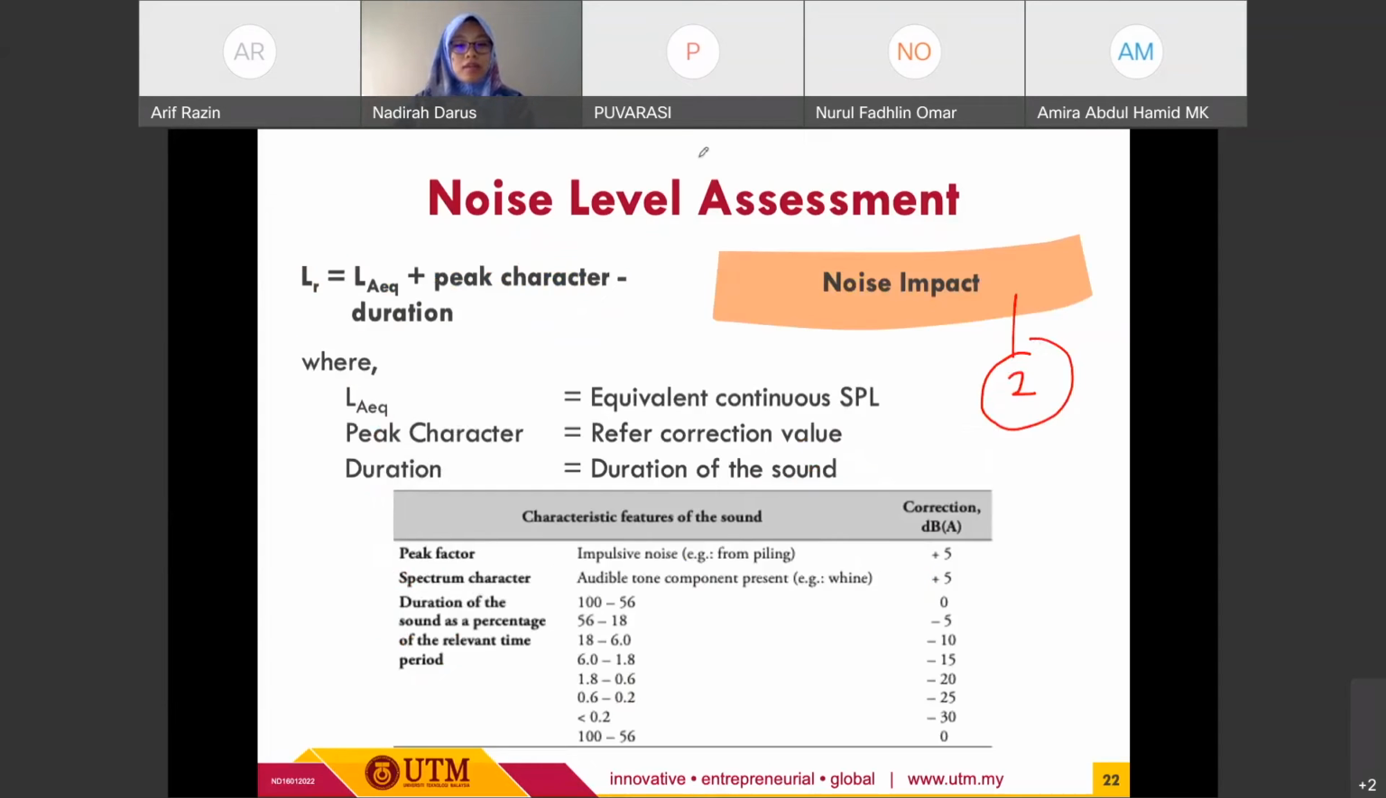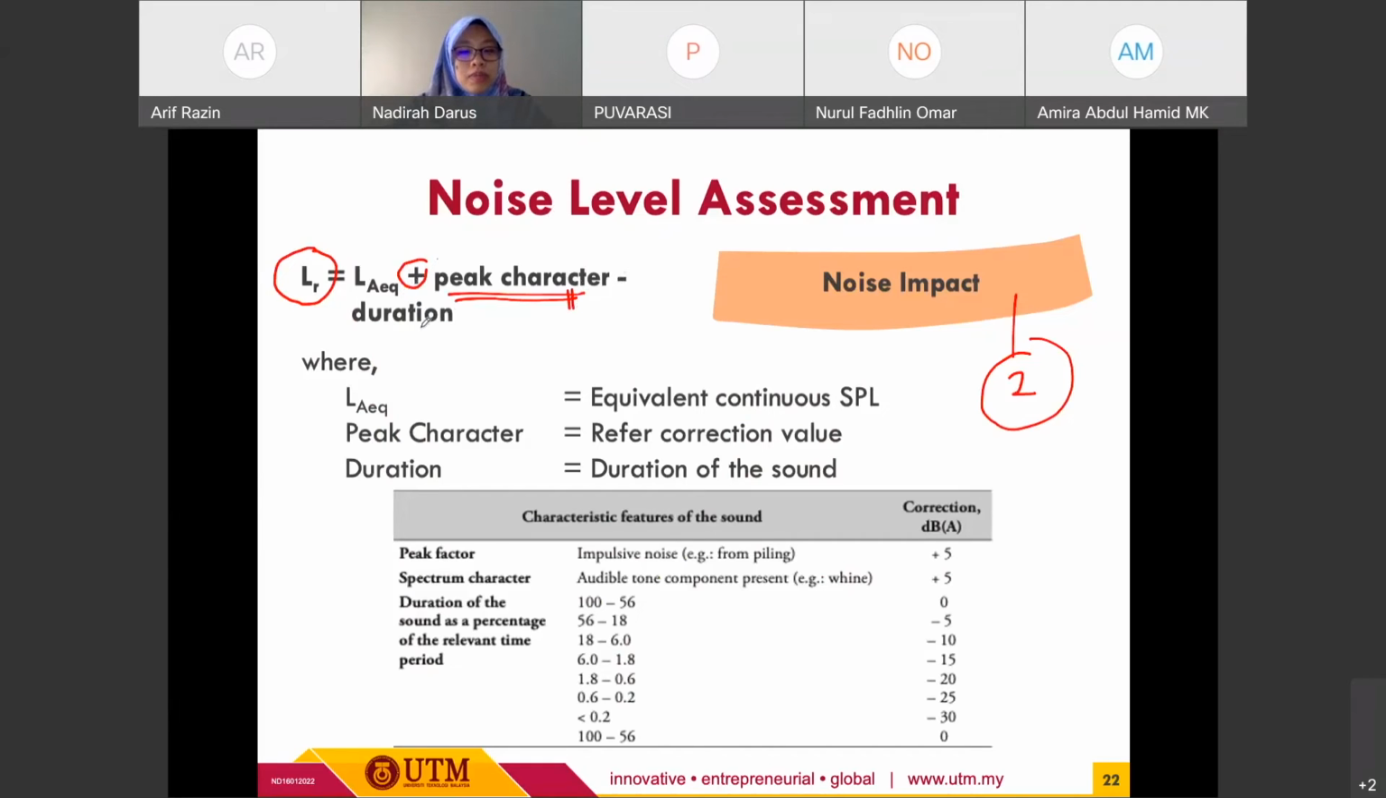Okay, untuk noise impact, as I mentioned previously, it's related to the rating sound level, which is LR. So dekat LR ni, the information that we need is LEQ. We get LEQ for the certain construction activities, and then plus kalau ada apa orang panggil karakter, yang ni lebih kepada karakter bunyi itu sendiri. So kalau ada this one, kita kena consider or include in the relation. And then we need to minus the percentage of the duration fraction.